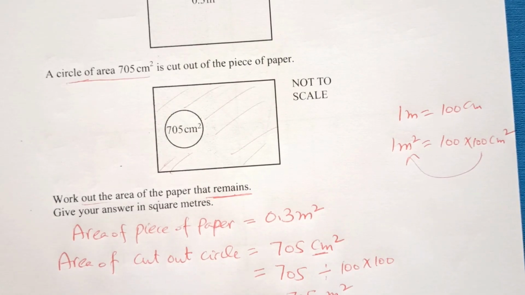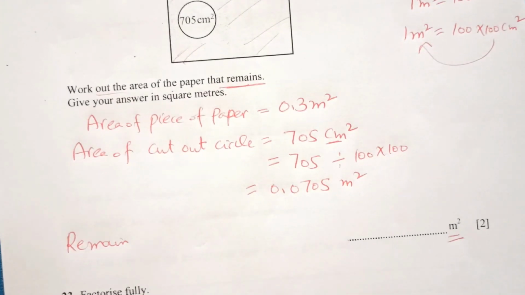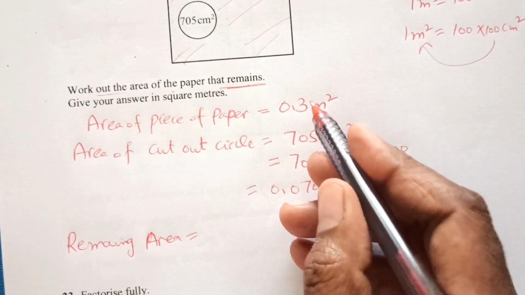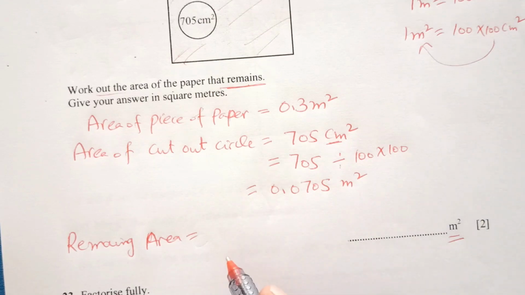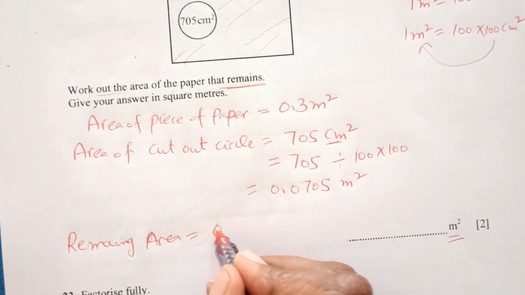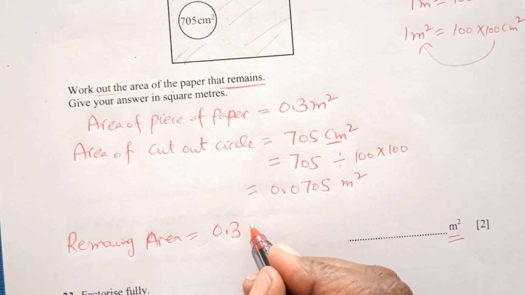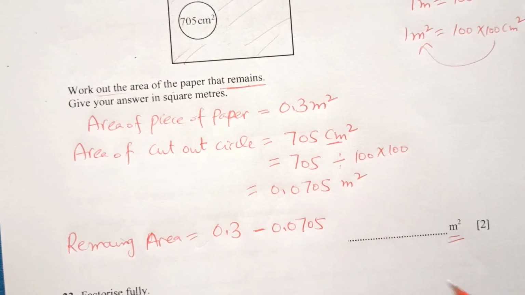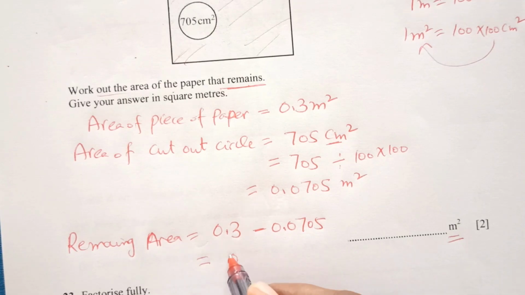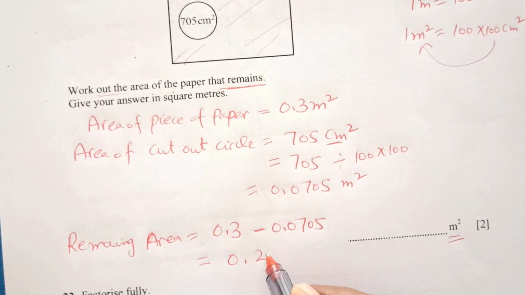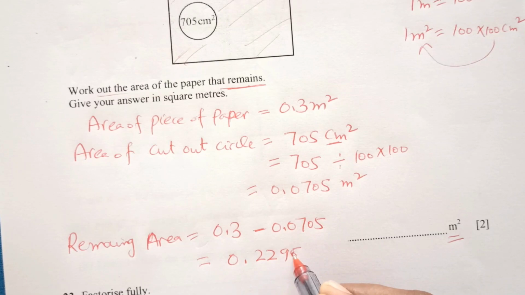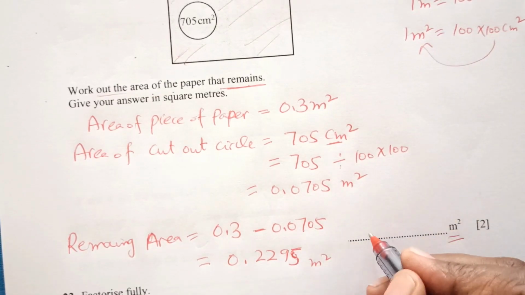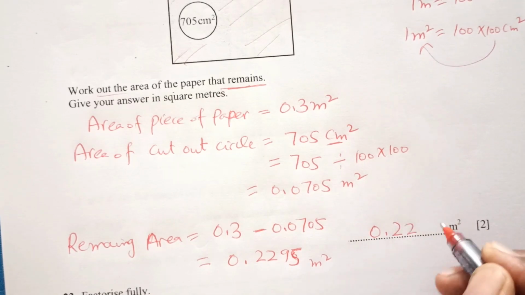Now the remaining area is 0.3 minus 0.0705. So when you calculate, this is 0.2295 meters squared. So this will go in the answers column.